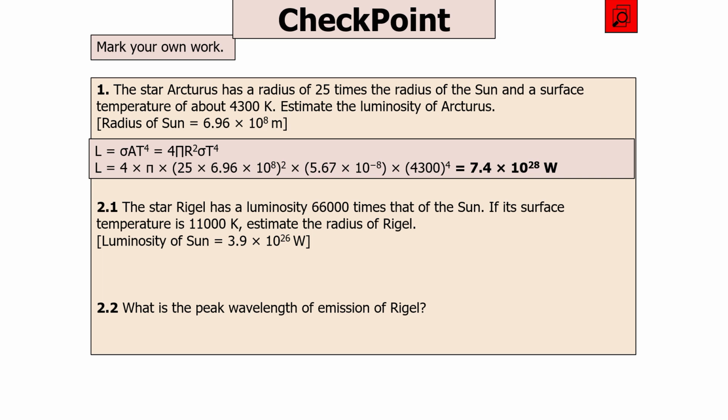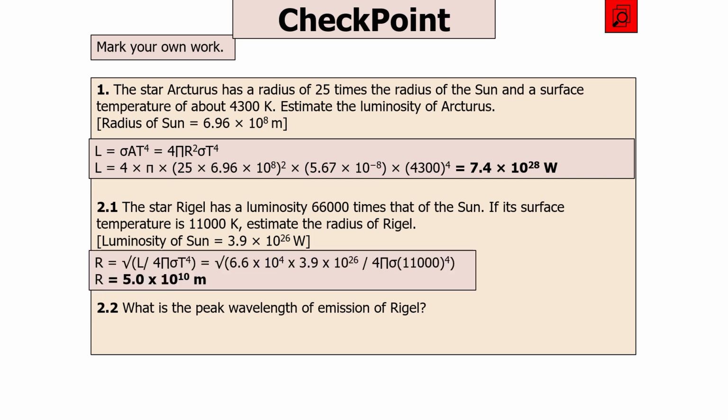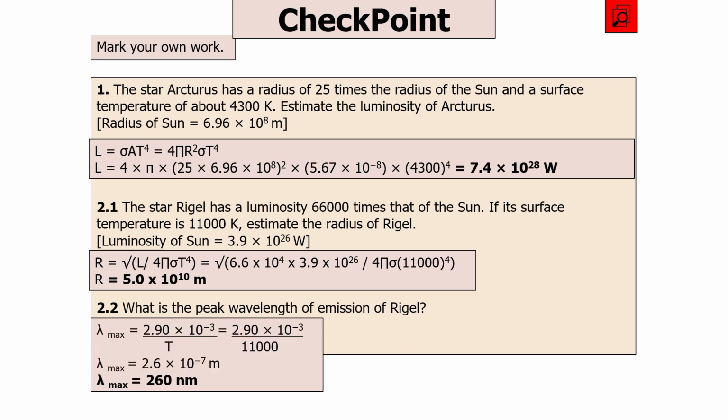Again, this next one, we've been given luminosity now. So at this point, we're rearranging the equation, making R the subject and working it through. So we get 5 times 10 to the 10 meters. And then the peak wavelength we can do with the Wien displacement law. Lambda max times T equals 2.9 times 10 to the minus 3. Pop in all the values, work it through, and we get 2.6 times 10 to the minus 7 meters.